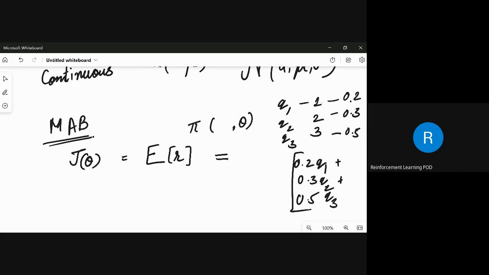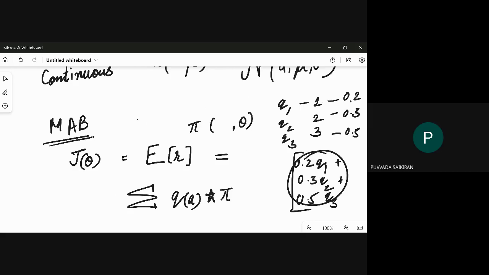So this is in the form of an example, but I need to write it in the general form. Taking inspiration from this example, we can write this as the sigma over every action of q for that action, multiplied by the probability of taking that action.